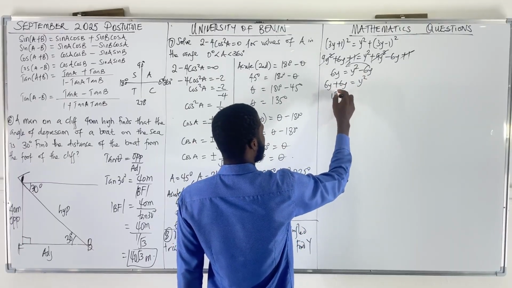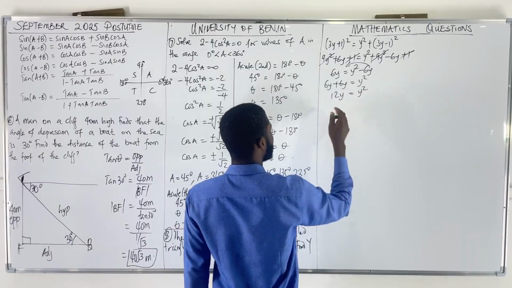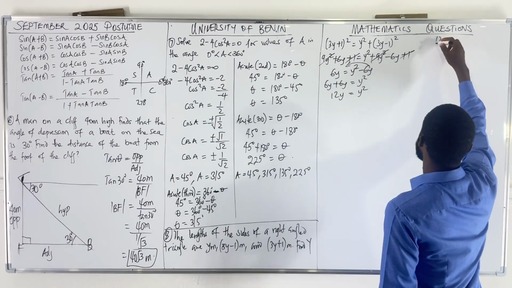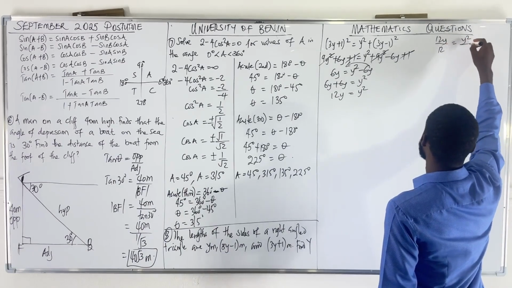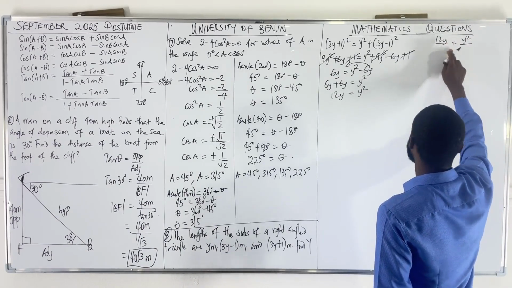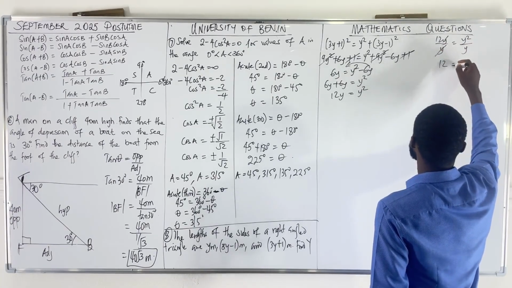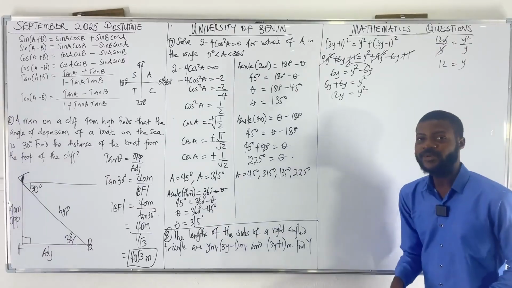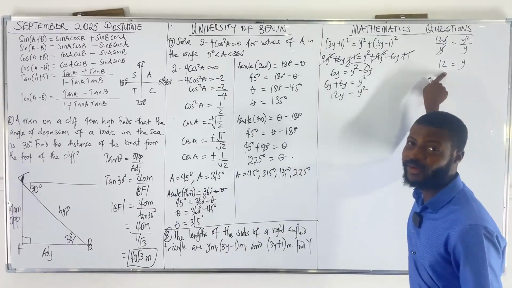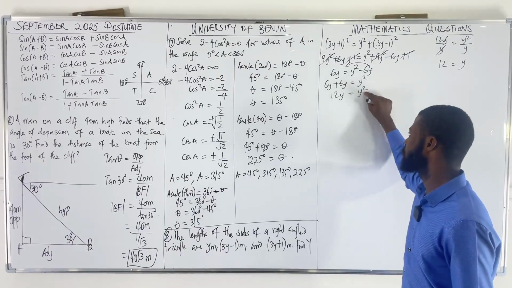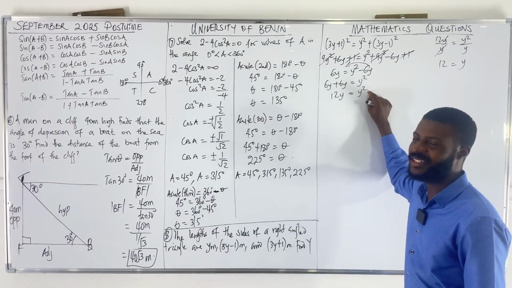Now, 6y plus 6y is 12y equal to y squared. Now, divide both sides by 12. So 12y over 12 equals y squared over 12, divide both sides by y, sorry. So we cancel out y, so 12 is equal to y. But take note, this is not a good way to get the value of y because it's a quadratic expression. So you have to factorize, but I just skip that process.